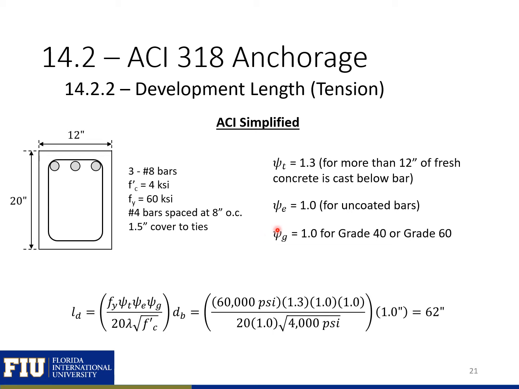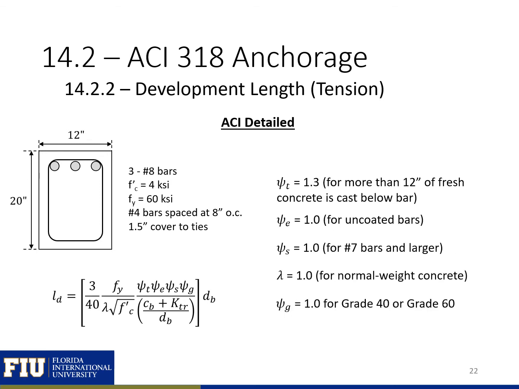We can plug these values into our equation, noting that in ACI, we use units of psi. And also we have normal weight concrete, or we're going to assume that we have normal weight concrete, so our lambda factor will be equal to 1.0. So plugging these values into our equation, and we have a number 8 bar, which has a diameter of 8/8 or 1 inch, will give us a development length equal to 62 inches. So this is our development length using the ACI simplified procedure.